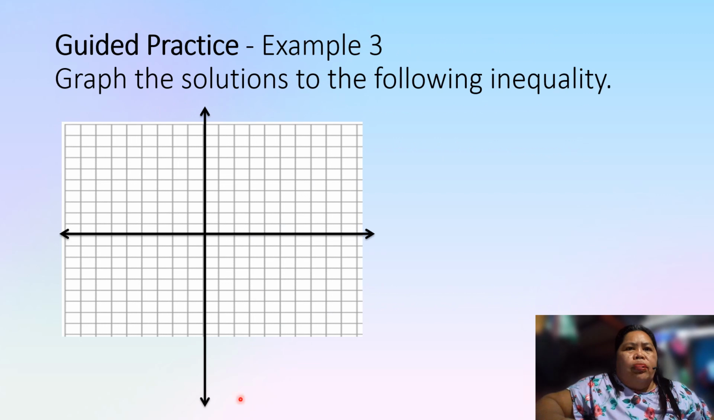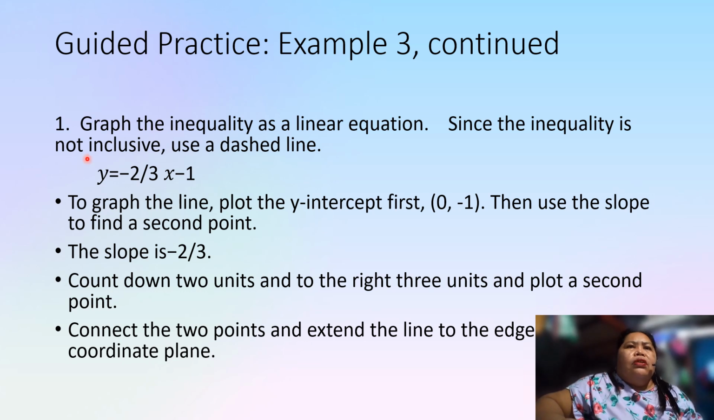Example number 3. Graph the solutions to the following inequality. Graph the inequality as a linear equation. Since the inequality is non-inclusive, use a dashed line. So y is equal to negative 2/3 x minus 1. To graph the line, plot the y-intercept 0, negative 1, because our y-intercept is negative 1.